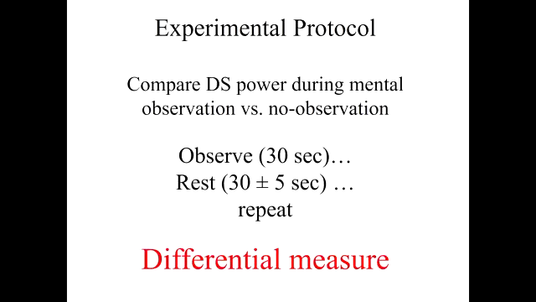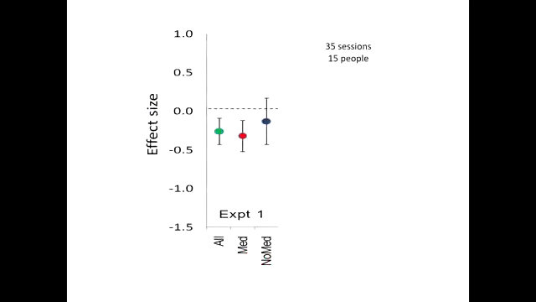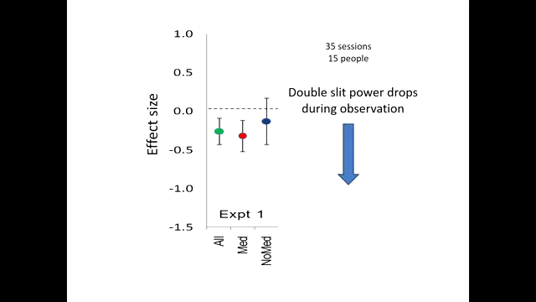So we did our first experiment in this form. This was for 35 sessions, 20 minutes apiece, 15 people contributed it. Overall, you can see the mean and one standard error. We did actually pretty good. Meditators did a little bit better than the non-meditators. And the prediction was that the double slit power would drop during observation, and indeed that's what we saw.